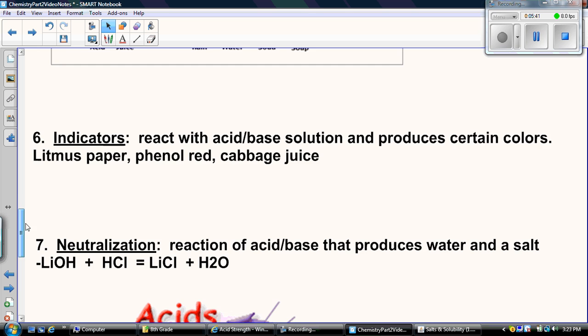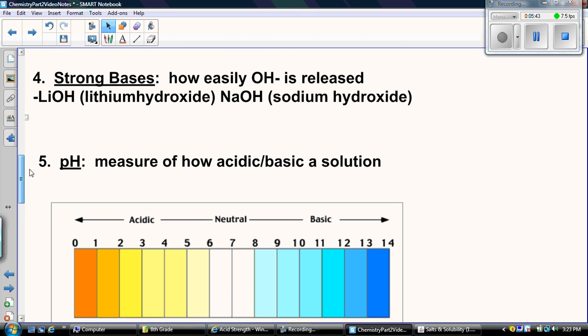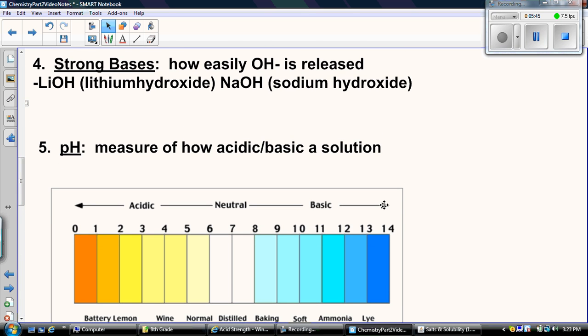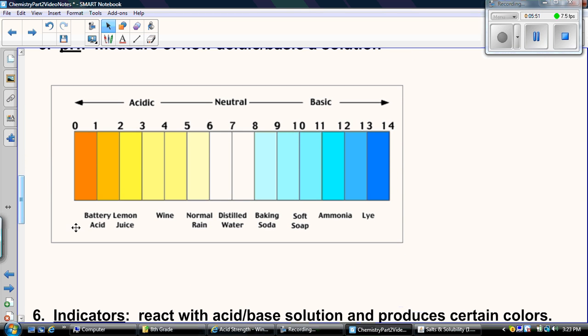So the way we measure acids and bases is we look at the pH scale. This is the major measure of how acidic or basic a solution is. You usually use some sort of indicator to test this. From 0 to 7, that's acidic. The closer you get to 7, which is neutral, that's a weaker acid. So these release fewer hydronium ions in water.